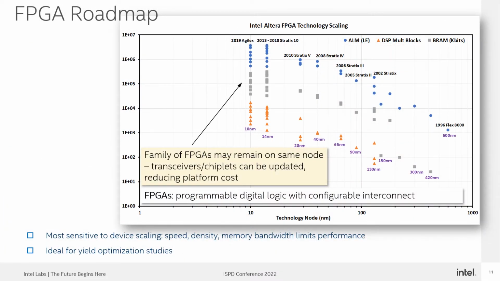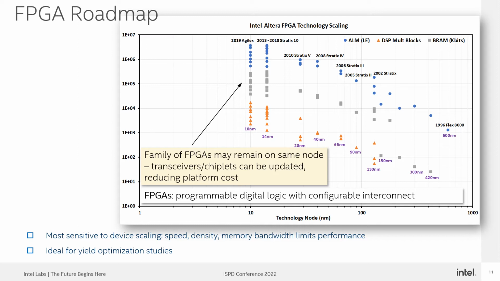Let's talk about FPGAs. If we look at Intel Altera FPGA technology scaling, we can see how we are progressing from higher nanometers to 10 nanometers. It started becoming obvious that a family of FPGAs would like to remain on the same node, while transceivers and chiplets can be updated, reducing the platform cost. FPGAs have programmable digital logic with configurable interconnect, and we wanted to talk a common language to all these new chiplets that are coming in. So we will talk about the standard in a future slide.